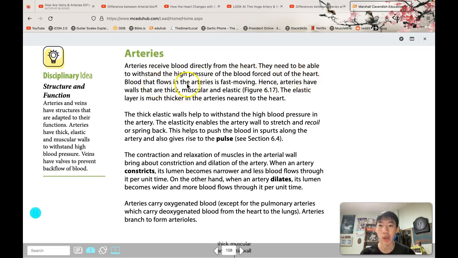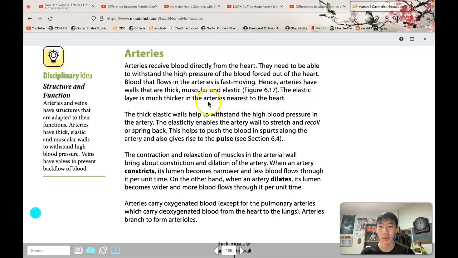The blood that flows through the arteries is very fast moving. So arteries must be thick, muscular, and elastic. Okay, you must highlight these three words and you must use them together. Arteries have walls that are thick, muscular, and elastic. They are thick and muscular to resist and withstand the high pressure of blood flowing through them. And they are elastic also to be able to expand to fit the size of the blood flowing through them.